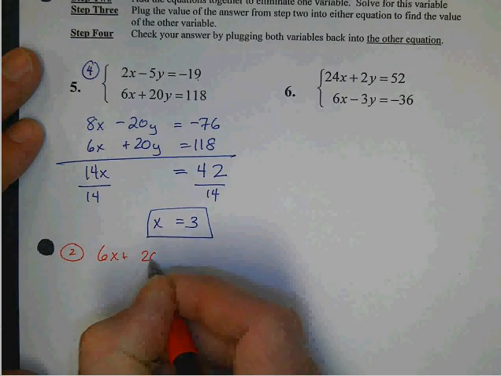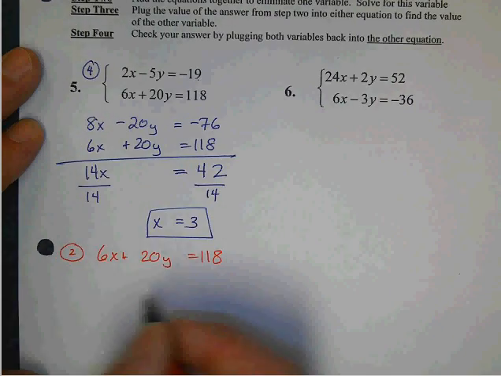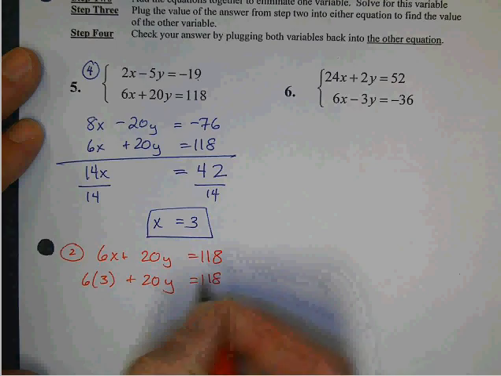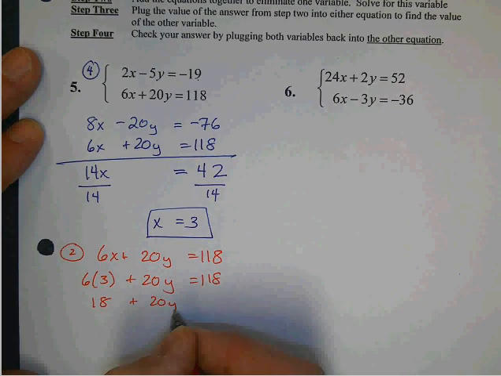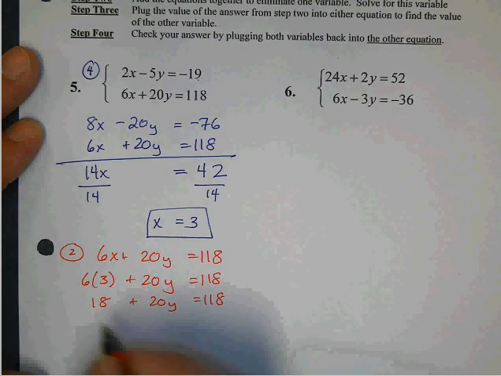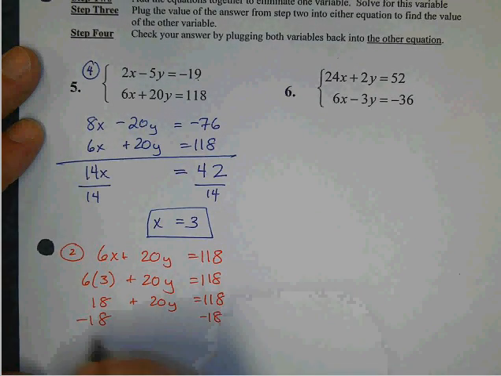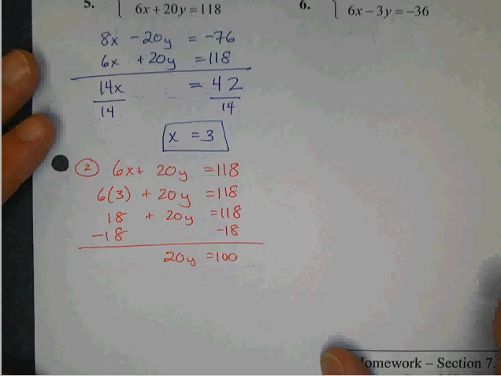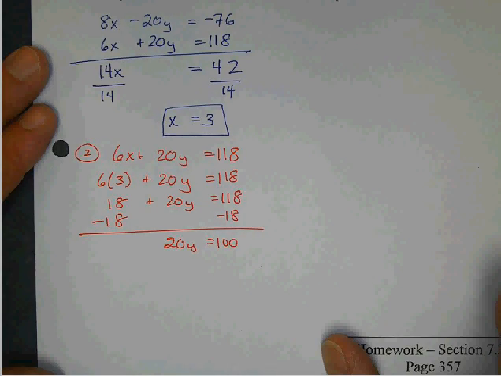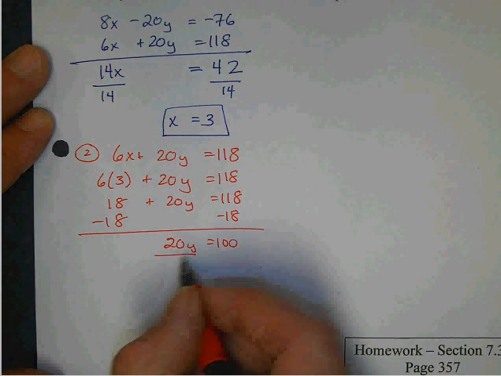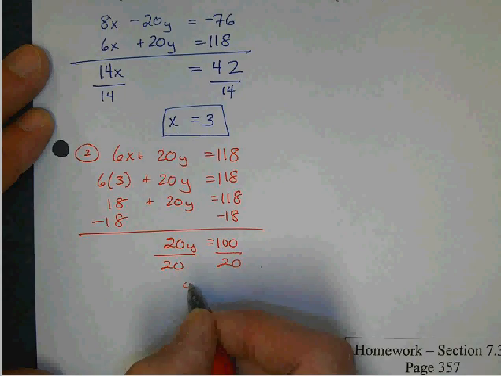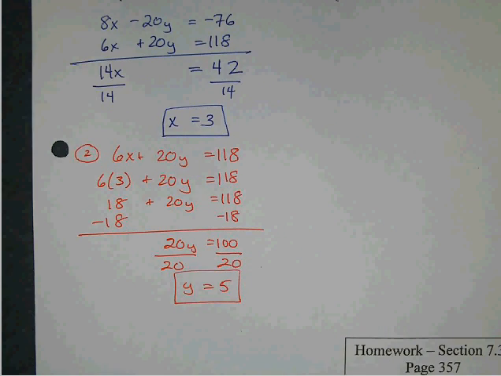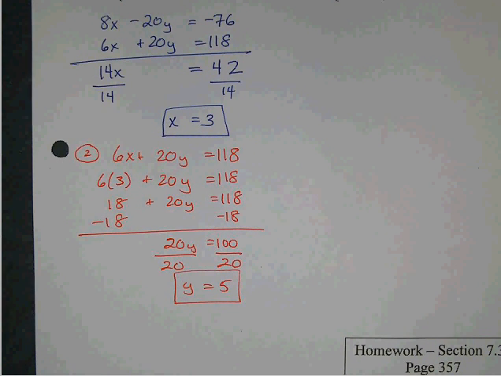6x plus 20y equals 118. 6 times 3 plus 20y equals 118. 18 plus 20y equals 118. Subtract 18. Oh, this is convenient. 20y equals 100. That's a nice, simple solution. Divide by 20. Y equals 5.